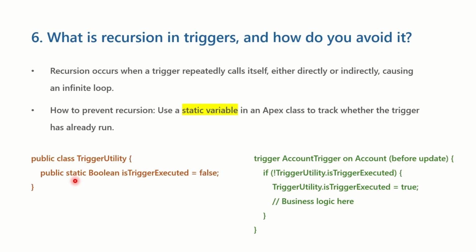Static variables are going to retain the value throughout the transaction. So even if this trigger is finished and some other trigger updates the account, and this trigger again tries to fire, this variable is still retaining the value, it's still true. So unless it is false, it is not going to execute the business logic again. This is how you are going to avoid recursion in triggers, by using static variables.